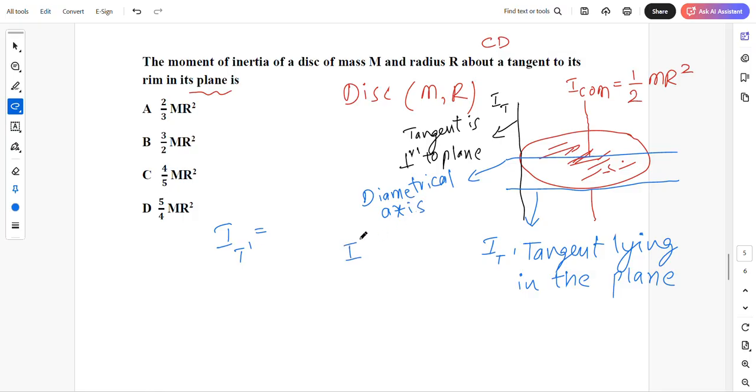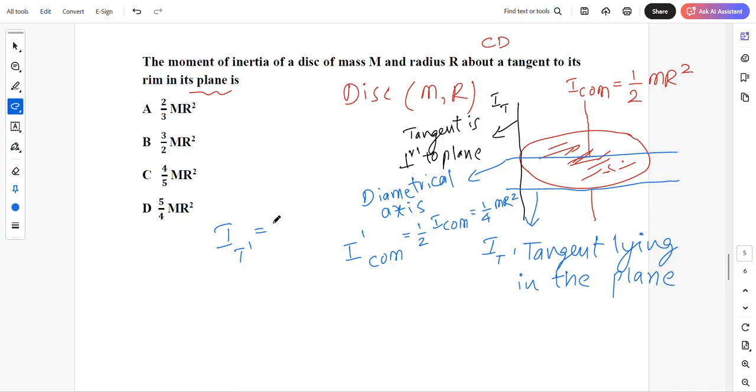What is the moment of inertia? Let me call this I dash com. That is equal to half of I com. How much is I com? I com is 1 by 2 m r square. Half means 1 by 4 m r square. Now IT dash will be equal to what? Now you use the parallel axis theorem.